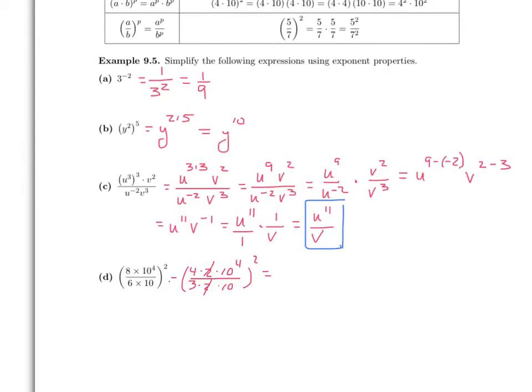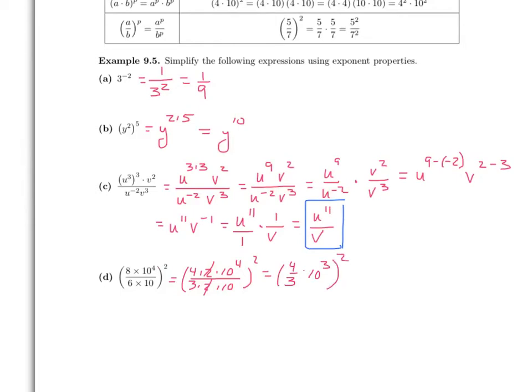Alternatively, you could take 10 to the 4th and divide by 10 to the 1 and use your exponent properties. You would take 10 to the 4 minus 1, which is 10 cubed. So either way, you would arrive at 10 cubed. So we have 4 thirds times 10 cubed, squared.